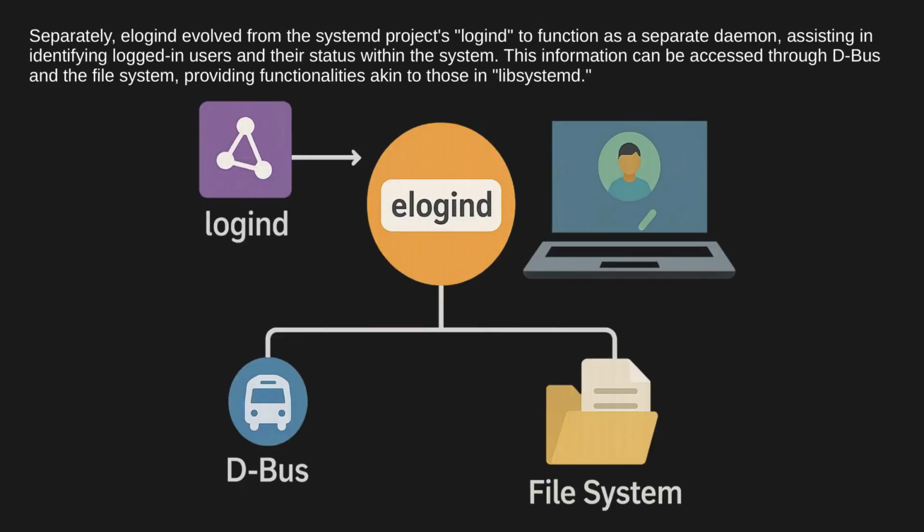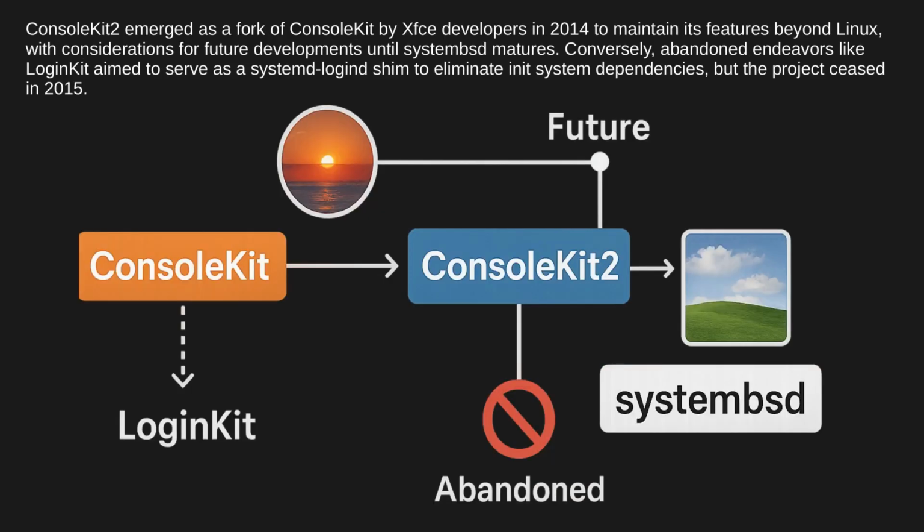Separately, elogind evolved from the Systemd project's logind to function as a separate daemon, assisting in identifying logged-in users and their status within the system. This information can be accessed through D-Bus and the file system, providing functionalities akin to those in libsystemd. ConsoleKit2 emerged as a fork of ConsoleKit by Xfce developers in 2014 to maintain its features beyond Linux, with considerations for future developments until SystemBSD matures.